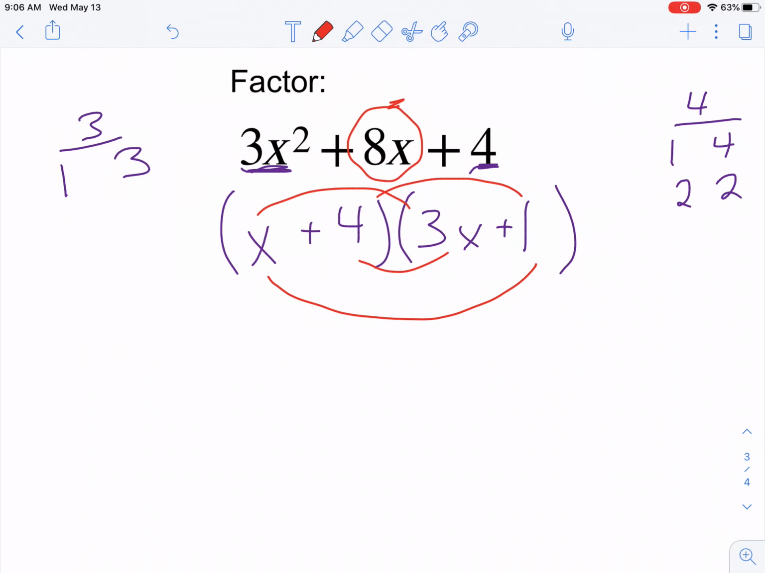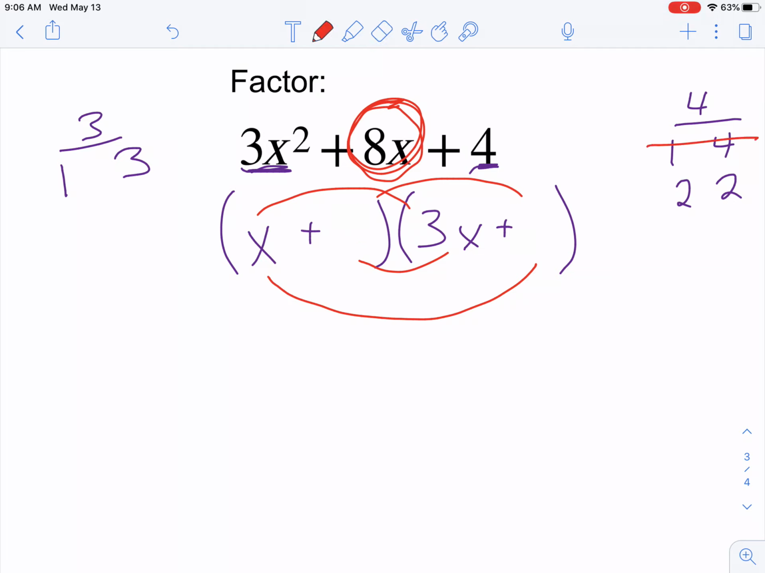And so x times 1 is x, 4 times 3 is 12, x plus 12x is 13x, which again is not what I want. I need this to be 8x up here, not 13x. So again, that doesn't work. 4 and 1 clearly is not my option here.